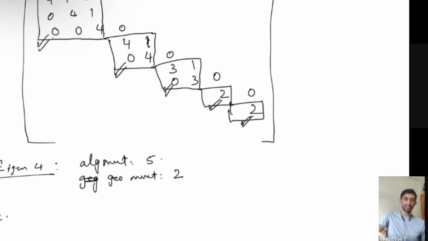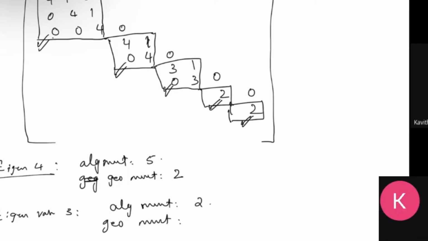So the geometric multiplicity of eigenvalue 4 is 2. Then the next eigenvalue is 3. What is the algebraic multiplicity? Somebody can say? Algebraic, how many times is 3 coming? 3 is coming only 2 times, its algebraic multiplicity is 2. What is the geometric multiplicity? 1.